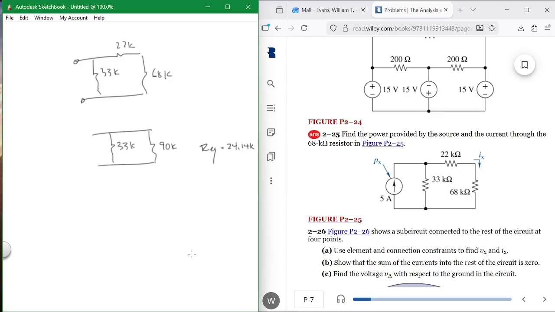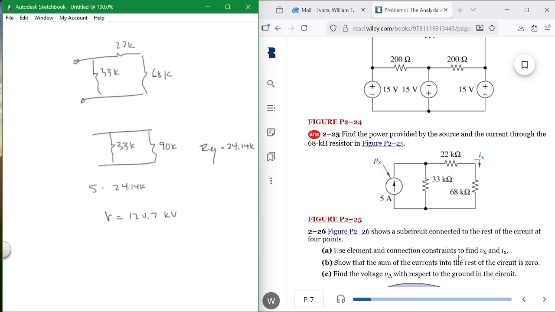All right, so now we've got our equivalent. So now we've got I, 5 times 24.14K, and that would give me my V right there, voltage across that, okay? What would that be? 5 times 24.14 is equal to 120.7K volts. It's a lot of volts. That's a big lot of volts, okay?